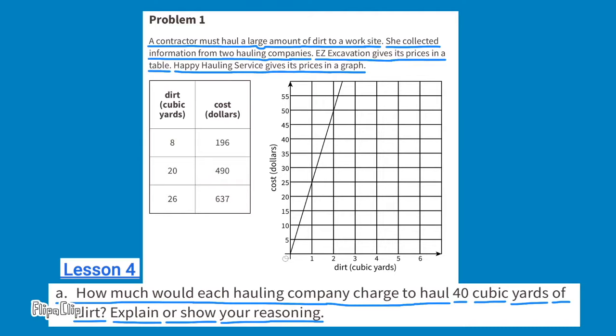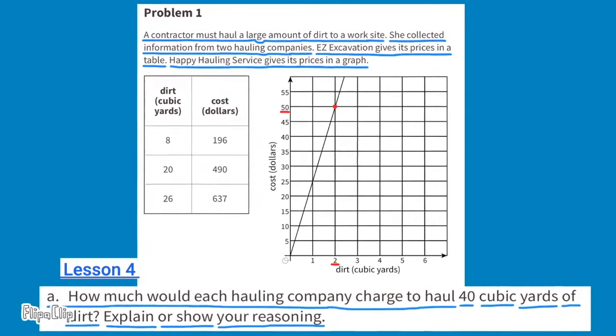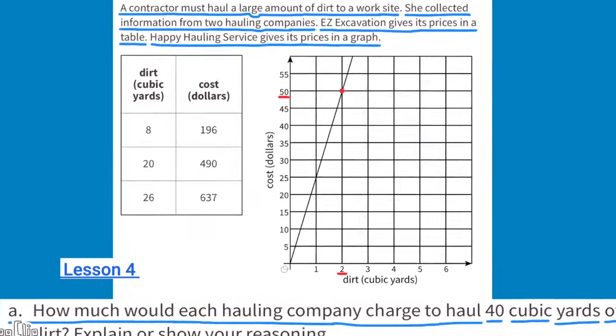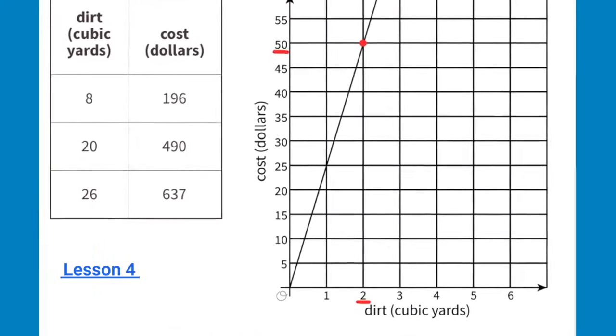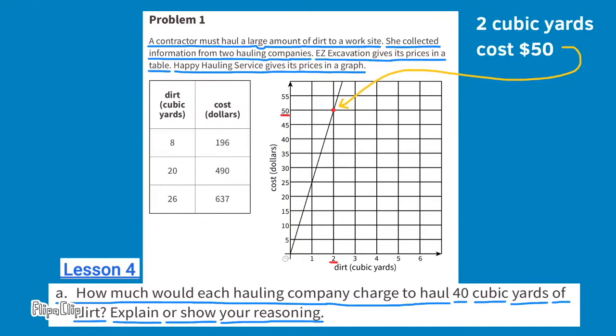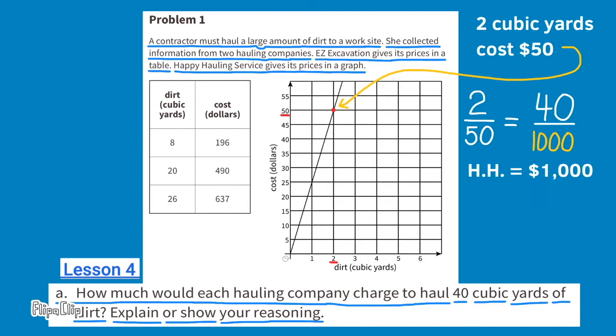Let's start by looking at Happy Hauling's graph. I noticed that the line on the graph passes through the crosshairs at x value 2 and y value 50. I'll put a point at x value 2 and y value 50. This tells me that 2 cubic yards of soil costs $50. That's a ratio of 2 to 50. They're asking us to haul 40 cubic yards of soil. That's going to be a ratio of 40 to 1,000. Happy Hauling Services would charge $1,000 to haul 40 cubic yards of soil.